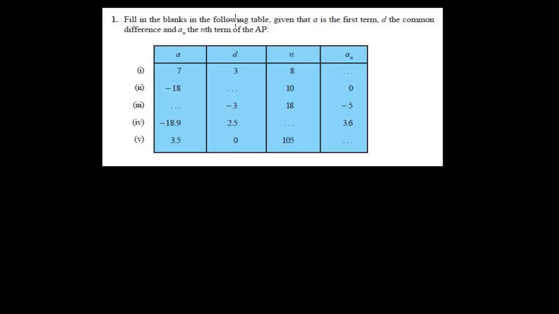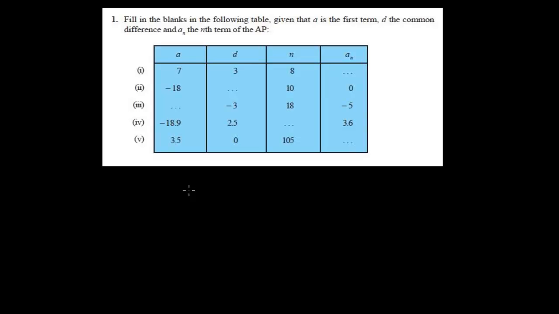Fill in the blanks in the following table. We have to fill up these spaces, given that A is the first term, D is the common difference, and AN is the nth term of an AP. We have to find out AN, that is the nth term of the AP. Here n is given, D is given, and A is given.